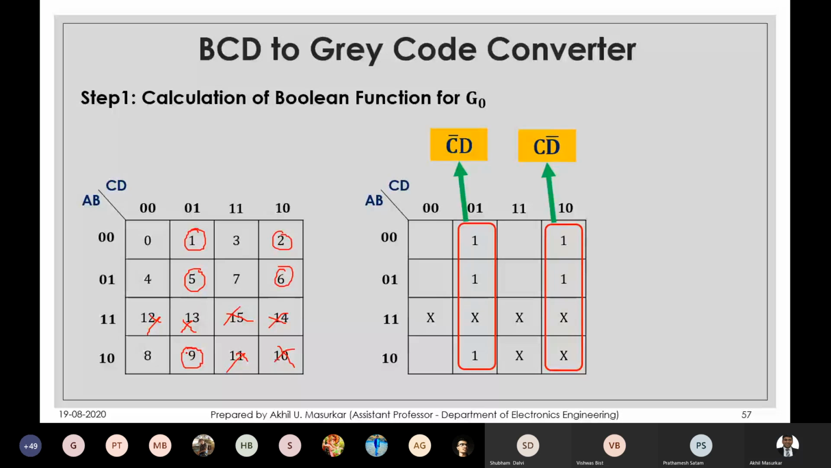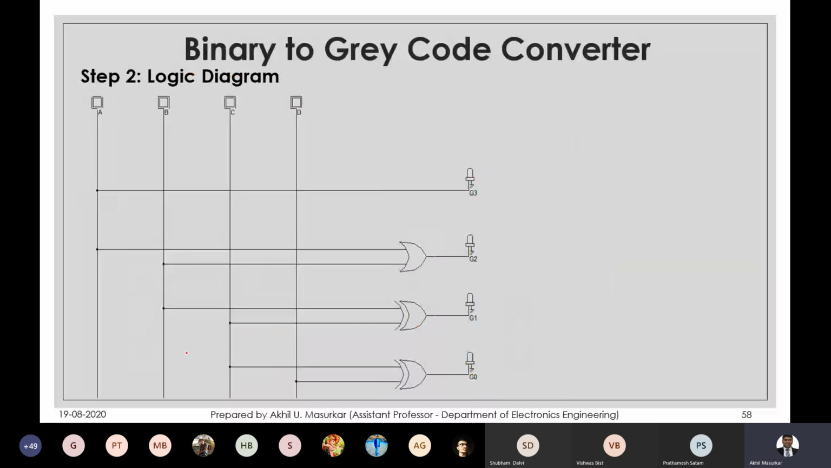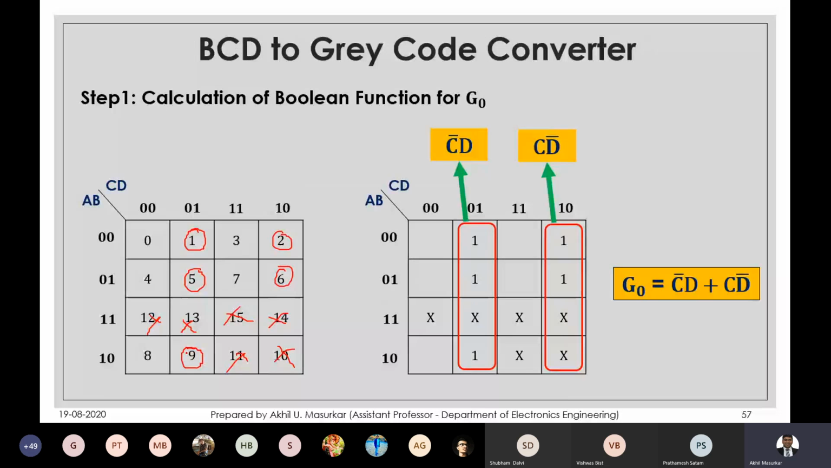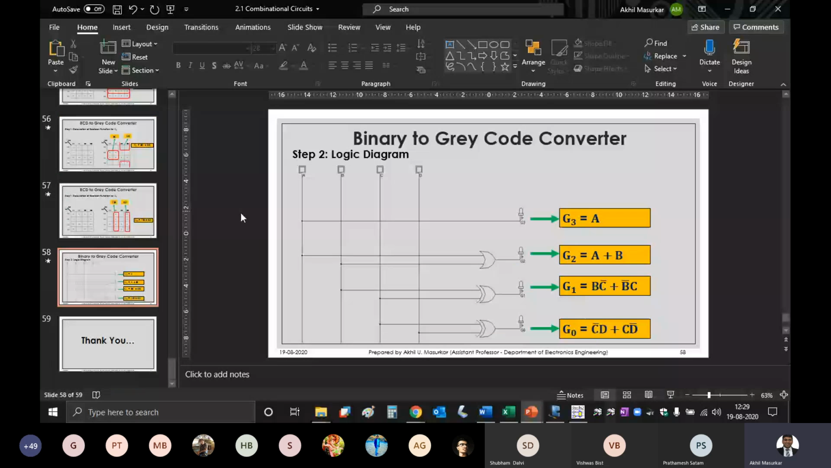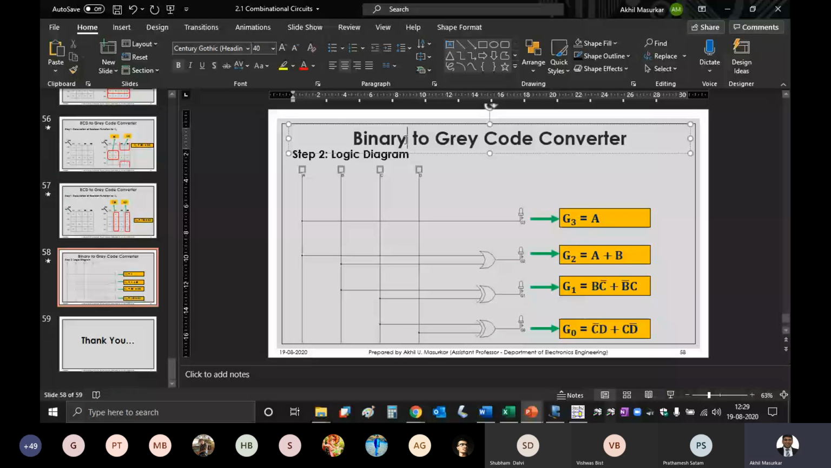So this is what you will get. G0 is C bar D plus C D bar, and this is the BCD to gray converter. This is going to be your BCD to gray converter.